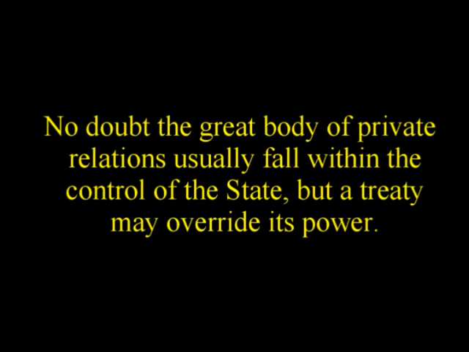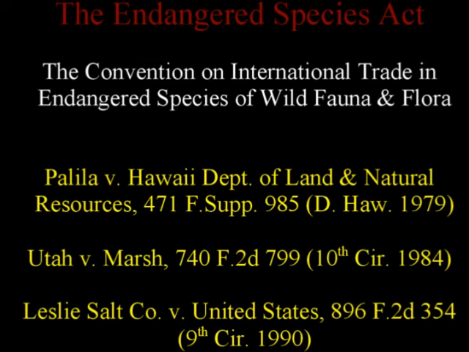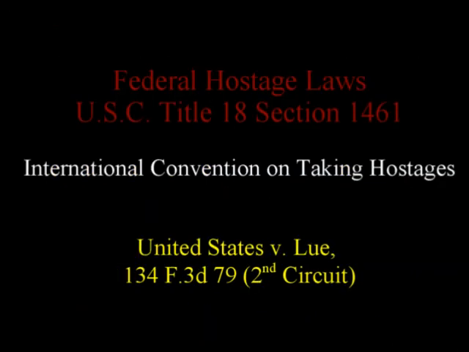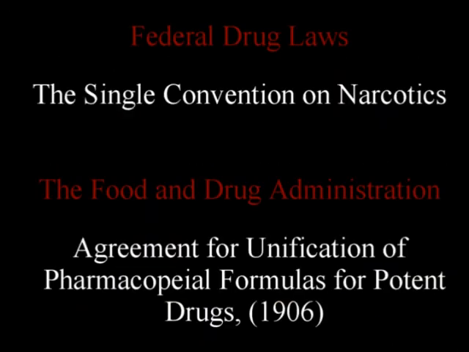The authority for the Endangered Species Act comes from treaty law. Federal hostage laws come from treaty power. Federal laws on criminal possession of controlled substances are based on the Single Convention on Narcotics and other treaties. The Food and Drug Administration's authority comes from the Agreement for Unification of Pharmacopoeia Formulas for Potent Drugs, a 1906 treaty.